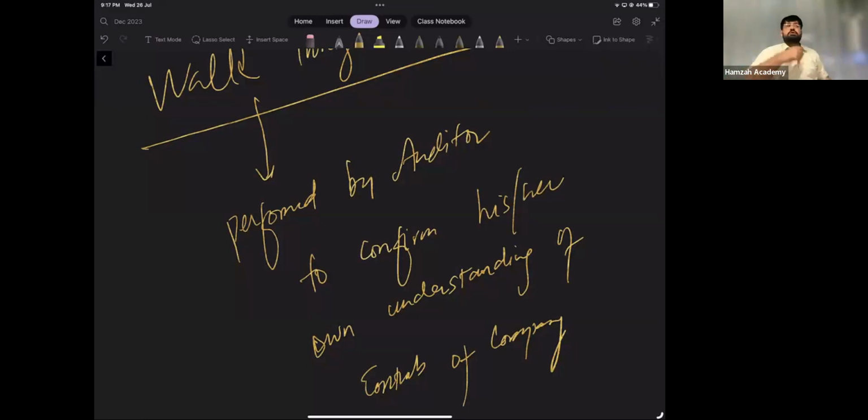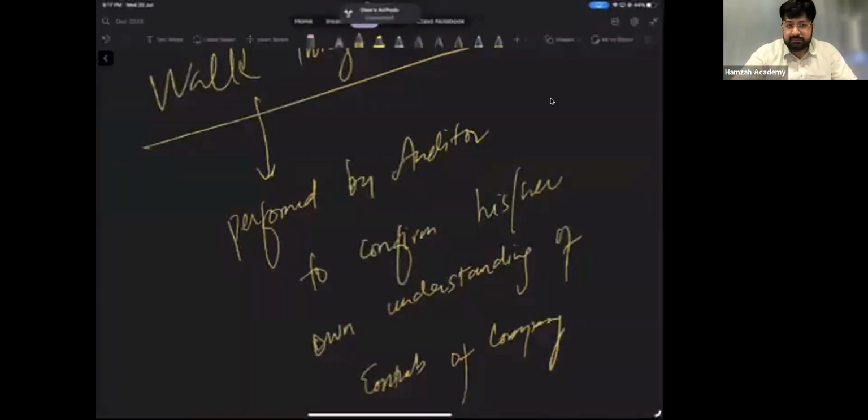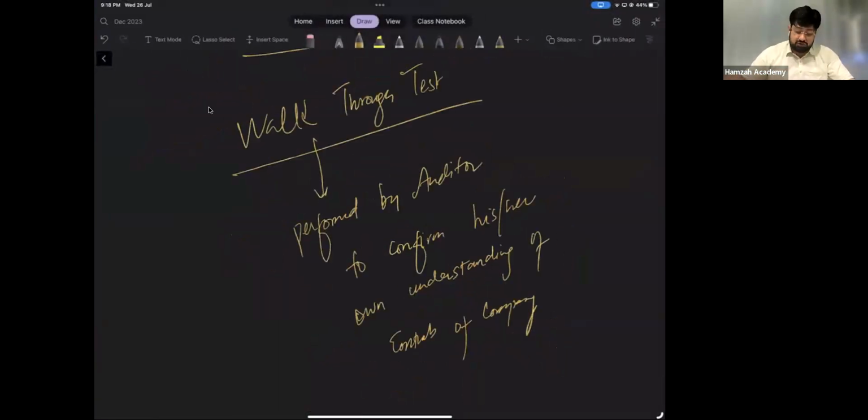So students, I have recorded the control, that it is working in this way. Now I pick one transaction and trace that throughout the company's system to see whether the control is operating in the same way which I understood, or in some different way. This is called a walkthrough test.